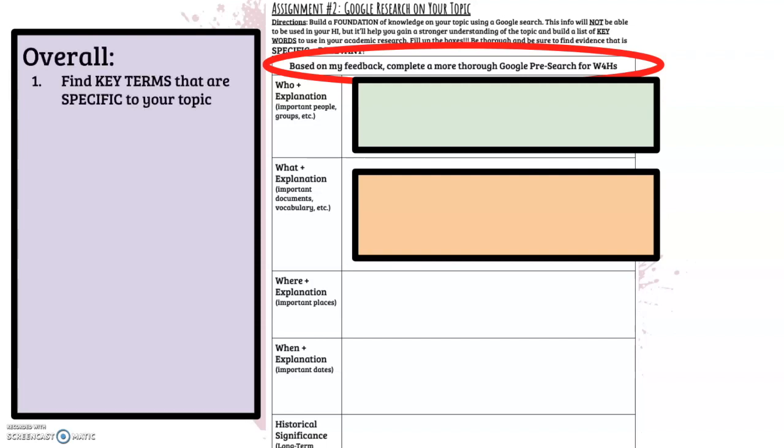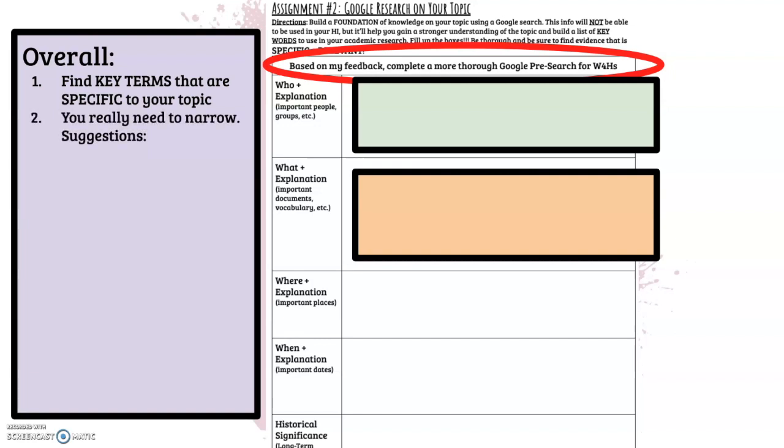Overall feedback. We need to find more key terms that are specific to our topic. Not specific to history in general, but specific to the topic. So for example, if I was looking at the Great Depression, something specific to that topic would be the New Deal. You also need to really start narrowing your topic.